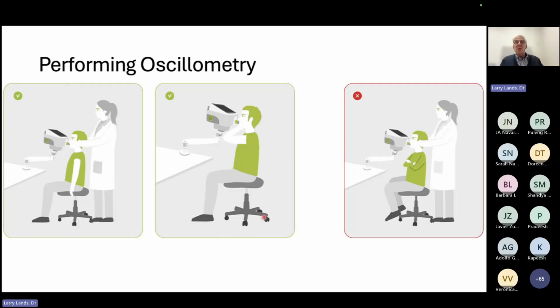They have to make a good seal on the mouthpiece, and you definitely want to avoid putting your tongue in the mouthpiece because that will affect things. And then you want to have them breathing quietly and relaxed at a normal respiratory rate and a normal tidal volume before you start doing measurements.